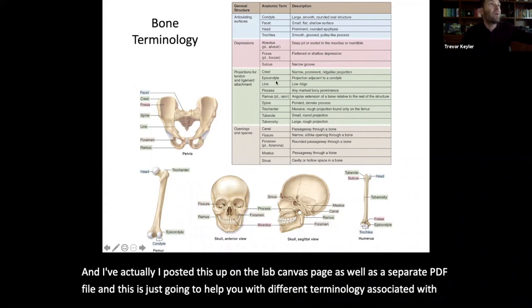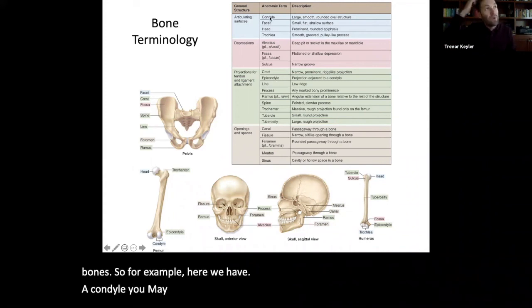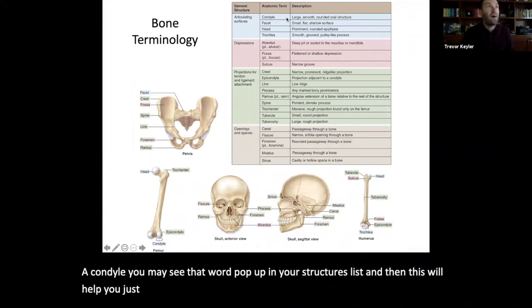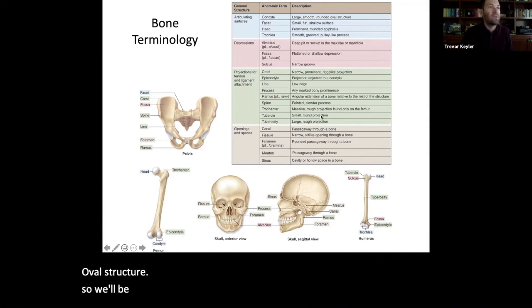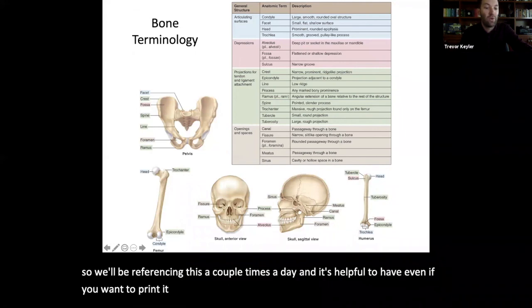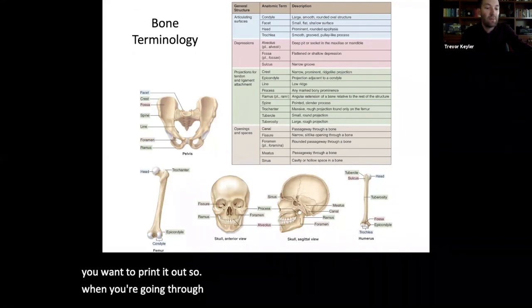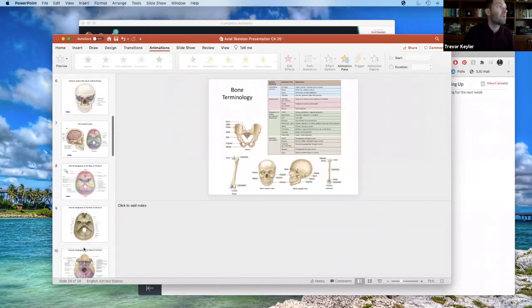So for example, here we have a condyle. You may see that word pop up in your structures list. And then this will help you just quickly define what a condyle is. It's a large, smooth, oval structure. Okay. So we'll be referencing this a couple times a day, and it's helpful to have, even if you want to print it out, when you're going through your structures list. So you can print that PDF right off of this PowerPoint or from the Canvas page. We put that up separately for you.